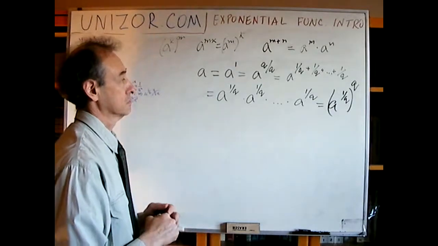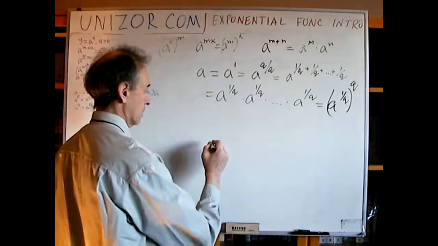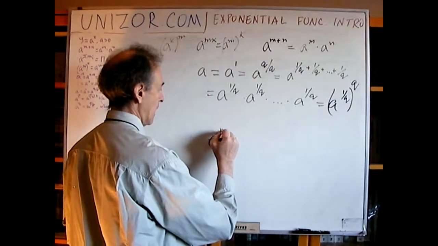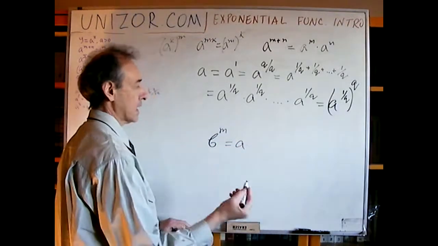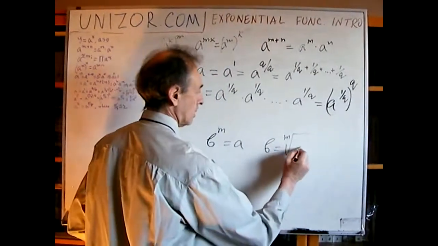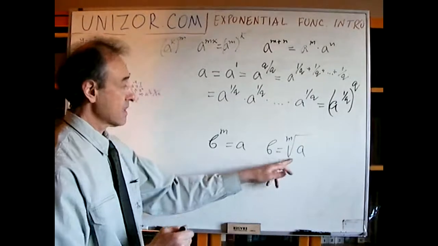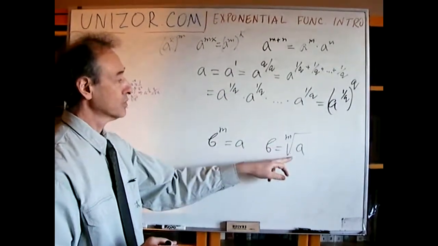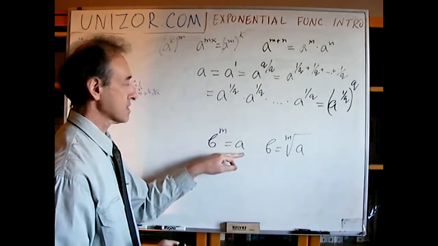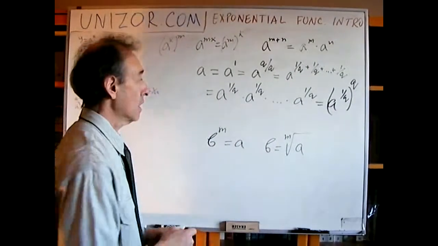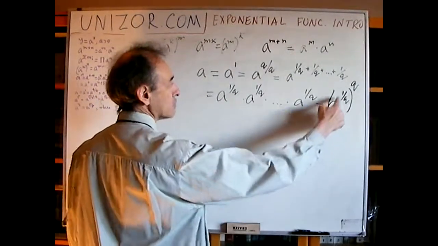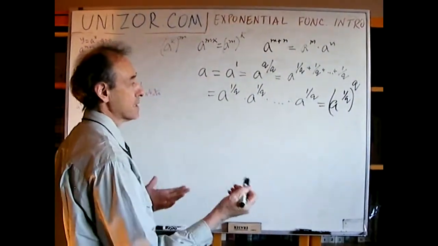Now, let's recall that if b to the power of m equals a, what does it mean? It means that b is equal to the mth root of a. This is the definition. What is the mth root of a? It's such a number b which, being raised to the mth power, results in a. That's the definition. So basically, in this particular case, a to the power of 1 over q is my b.